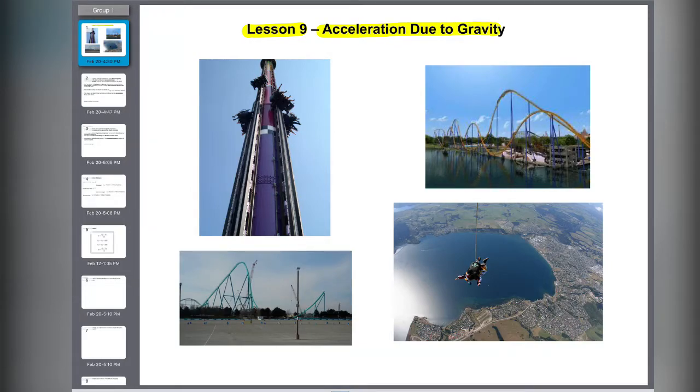Okay, so this is lesson 9. I know that I wrote it in the agenda, but we will not be doing lesson 8 right now because that involved the graphing and stuff. So I'm not going to do that right now. But we're going to move on to the calculations of acceleration due to gravity.